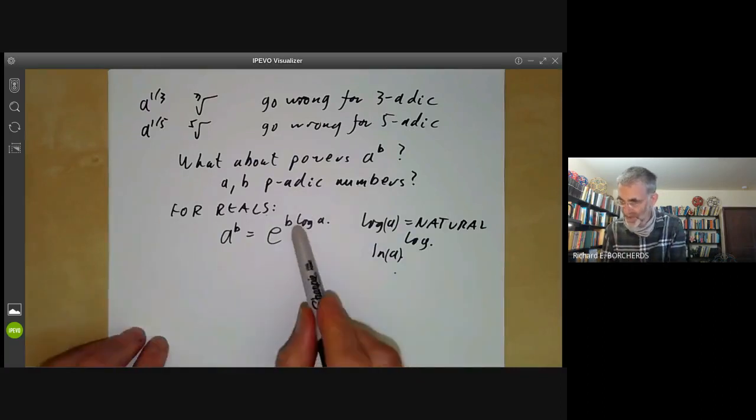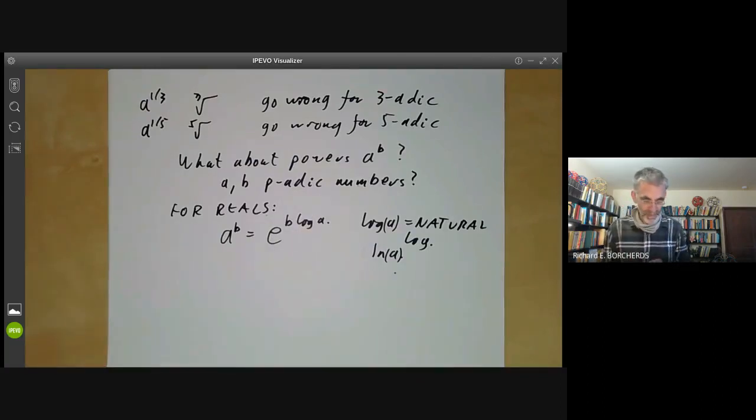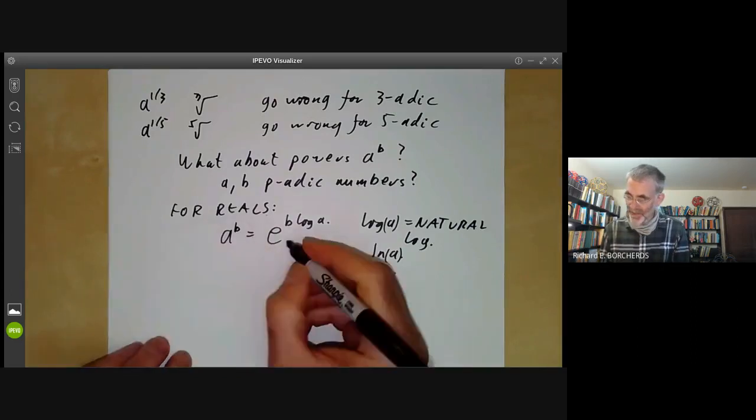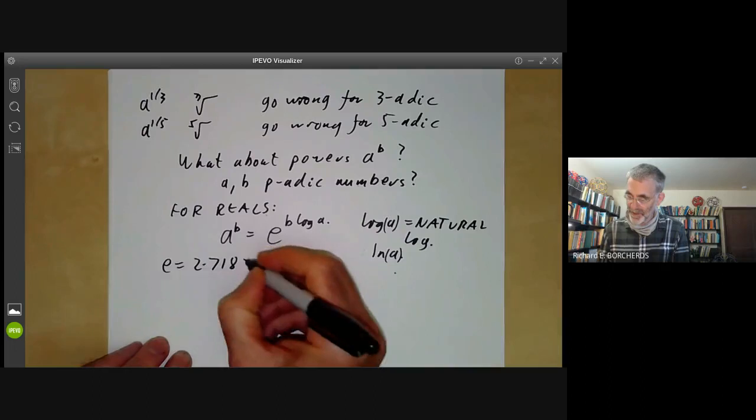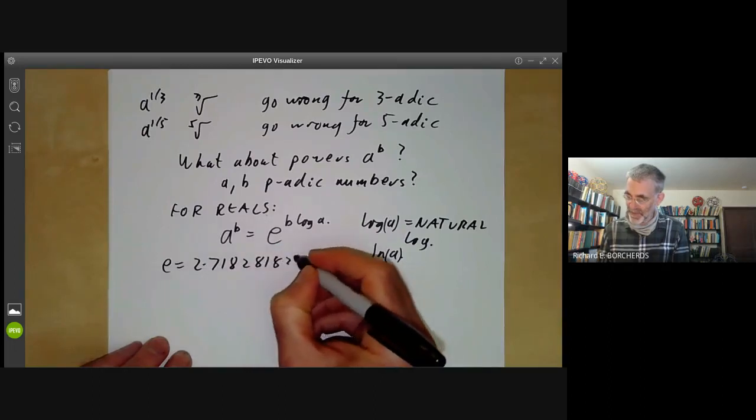Anyway, so this means natural log. And e is the base of natural logarithms. So it's 2.718, 2818, and so on.